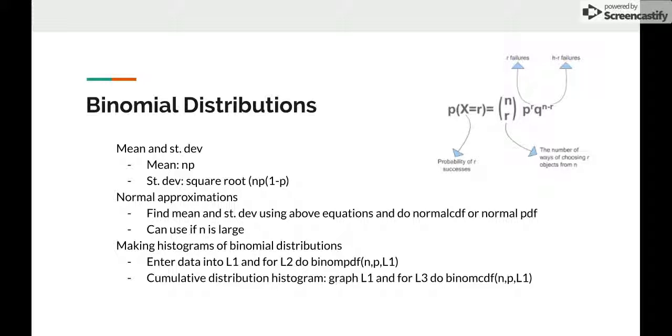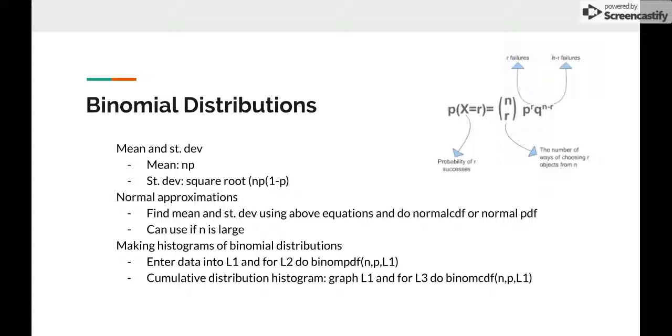Now, when doing a binomial distribution, you're going to use binomial CDF and binomial PDF. PDF will give you the exact number you're looking for. So if I wanted to plug in 3 in PDF, it would only give me the binomial probability for the number 3. However, if I wanted to do CDF and I plugged in 3, it would give me the area. So essentially it would be 3, 2, 1, all the numbers up to 3. Again, you can assume normality when n is large.